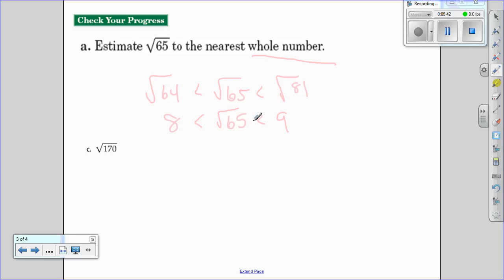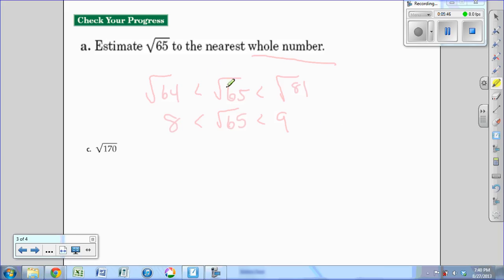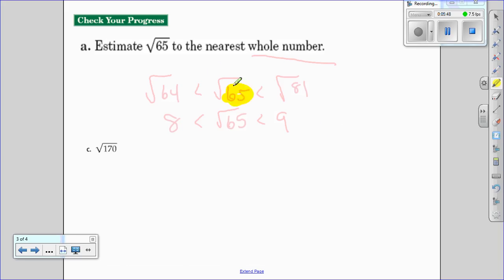So I know which two it's between, but I've got to pick. I can't have both. So I'm going to come back up here and just look. 65, is that closer to 64 or is it closer to 81? Well, it's obviously closer to 64 than it is to 81. So I'm going to pick 8 to be my nearest whole number, and I'm not going to worry about the 9.